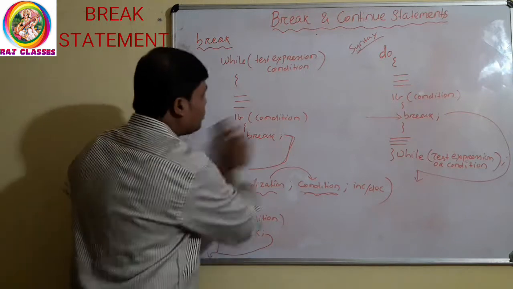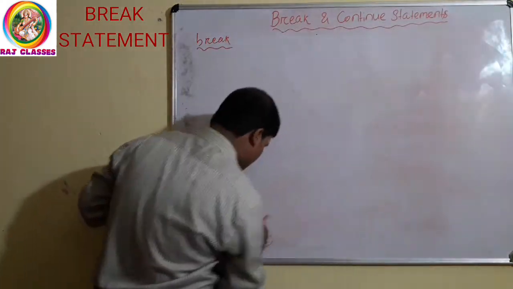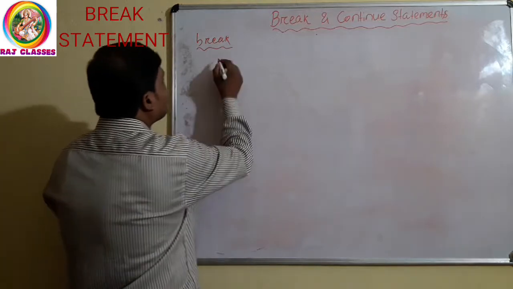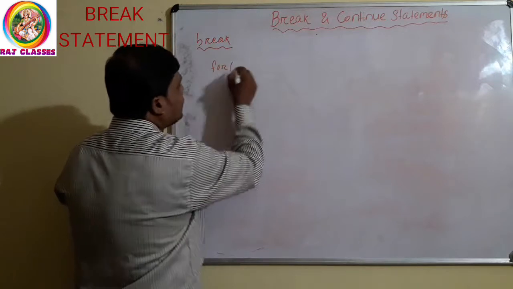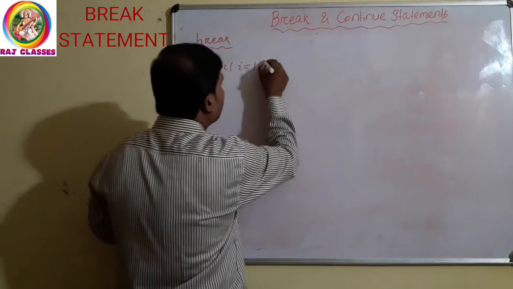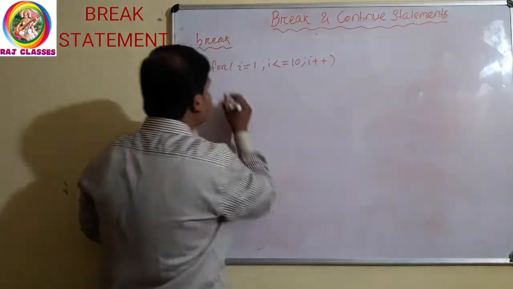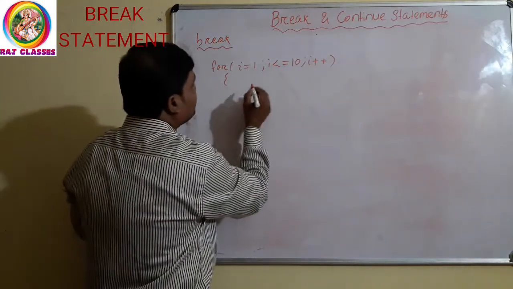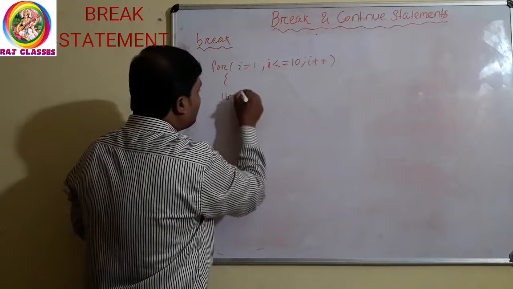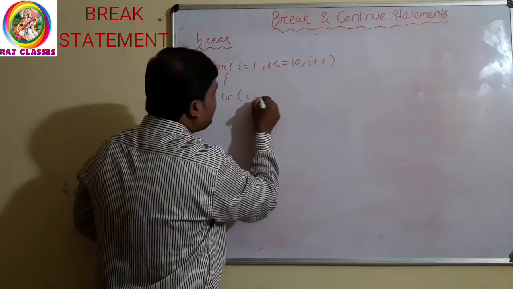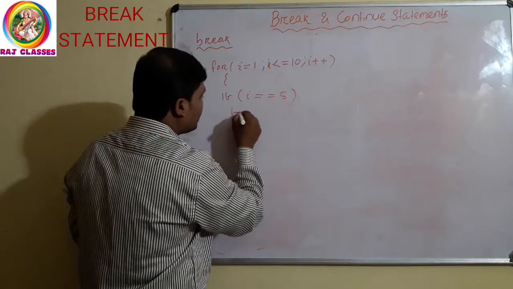Now see one example using the break statement. Just see. Suppose I am taking one for loop, for I equal to 1, I less than or equal to 10, then I plus plus. Clear? Then suppose I am giving one condition, if I equal to 5, then break.